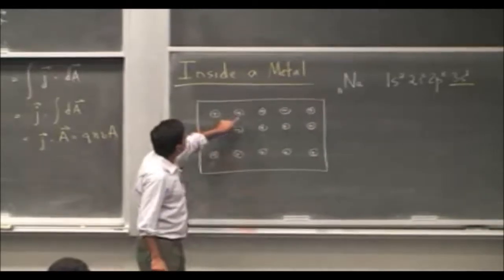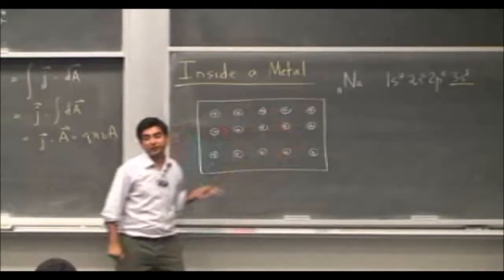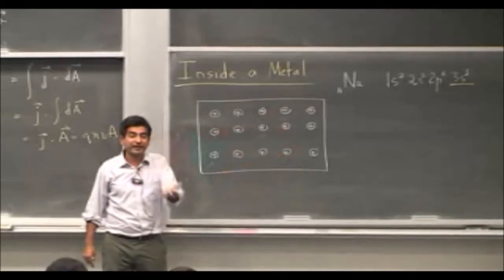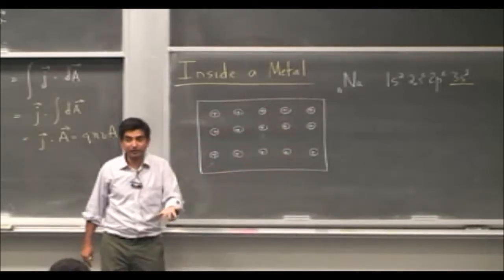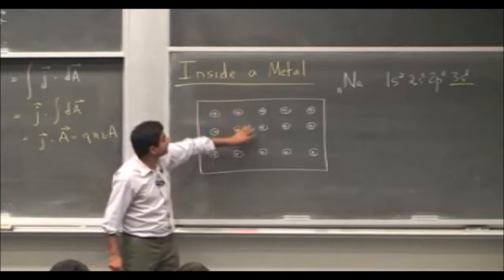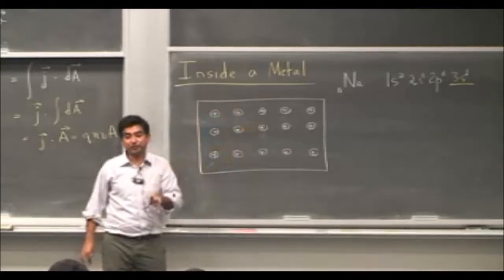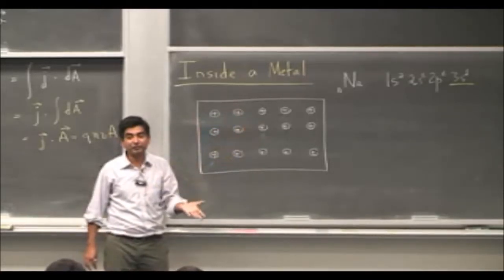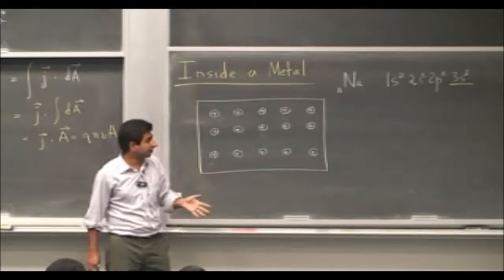So each of the sodium atoms, and you know how many of them are per unit volume, because you know the molar density of sodium and you know the density of sodium. You can tell how many of these ions are present per unit volume. This is something that's easy to calculate. You learn this in your basic chemistry.